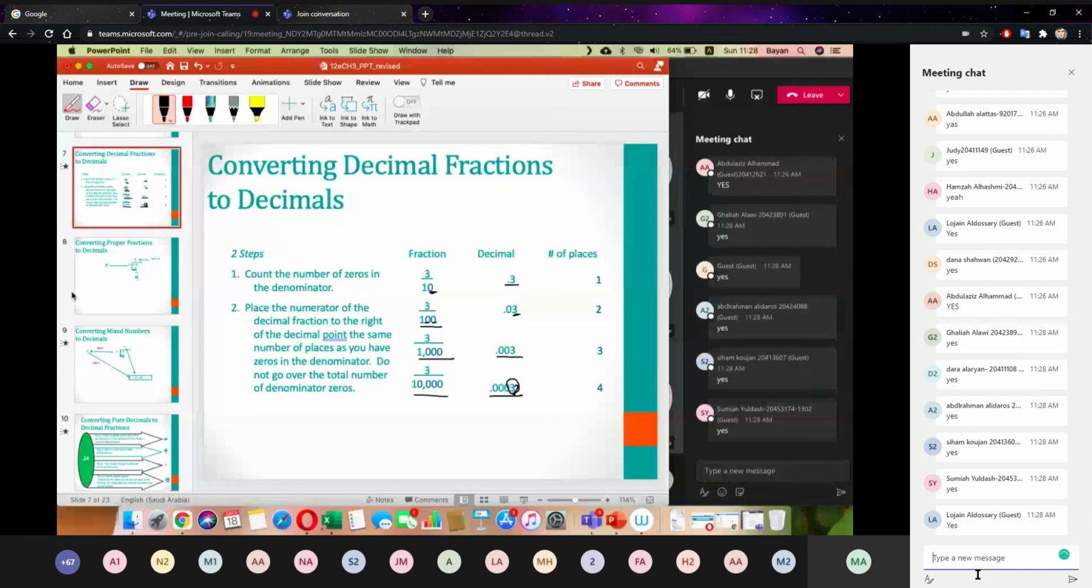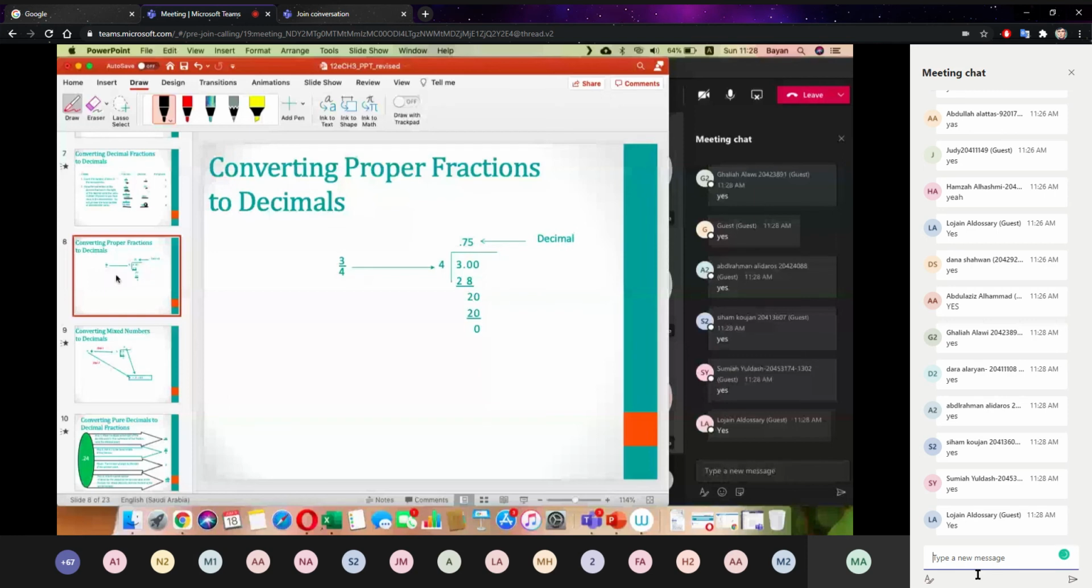Okay. Here we have convert proper fraction to decimal. Here we have 3 over 4. We're going to divide it to become from proper fraction to decimal. So here we have 4 and here we have 3. 3 is less than 4, so we can divide it. So there is no number.